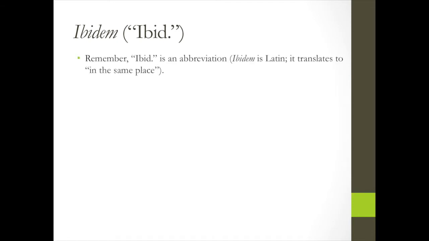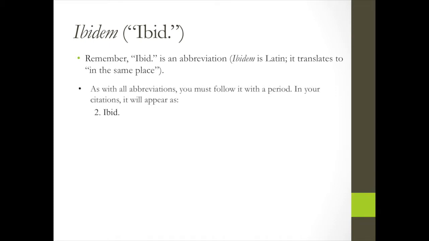Finally, we're going to look at another shorthand citation tool that Chicago style offers, and that is ibidem, or ibid. The first thing to remember is that ibid. is an abbreviation for a Latin word. Ibidem translates to "in the same place," which is precisely how it operates inside Chicago formatting, but it's important to designate it as an abbreviation by including a period. So this is how it will appear in the citations in your paper. It's numbered 2 because it has to refer to the citation above it, which we'll talk about in just a second. But this is precisely how it'll appear in a footnote in the body of a Chicago format paper.